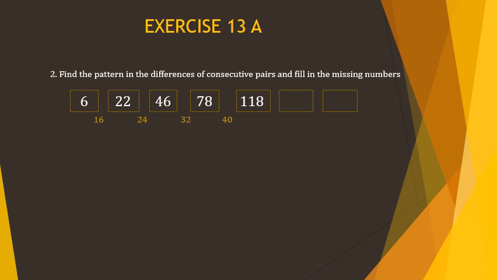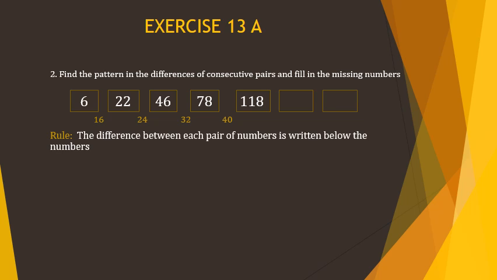16 plus 8 is equal to 24. 24 plus 8 is equal to 32. 32 plus 8 is equal to 40. So the next difference will be 40 plus 8, 48. So let us see the rule. The rule is that the difference between each pair of numbers is written below the numbers, and the difference increases by 8. So this is the rule, that the difference between two consecutive pairs of numbers is increasing by 8. So let us find out the missing numbers.